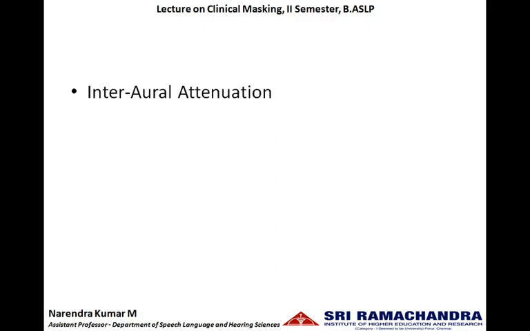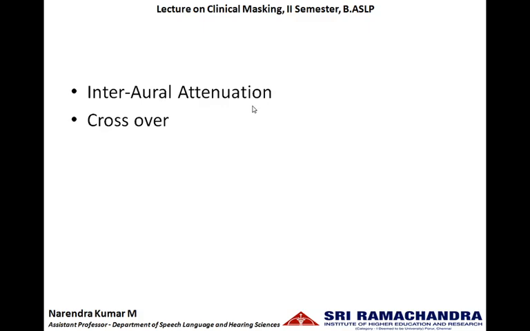The first two concepts are interaural attenuation and crossover. Crossover means the sound which is delivered in the test ear crossing over and reaching the non-test ear. Interaural attenuation means reduction of sound energy when the sound from the test ear is reaching the non-test ear. Inter is between, aural is ear, attenuation is reduction of energy.